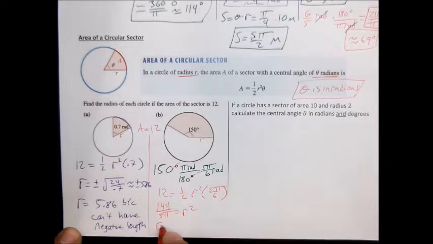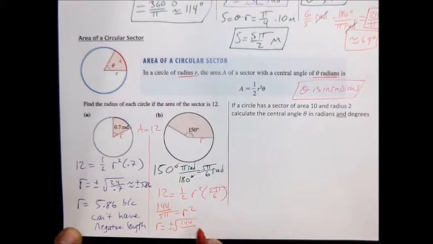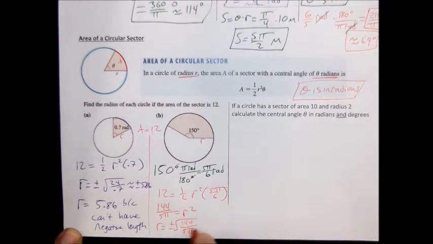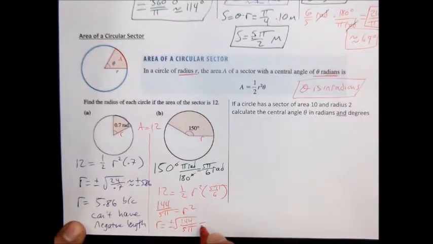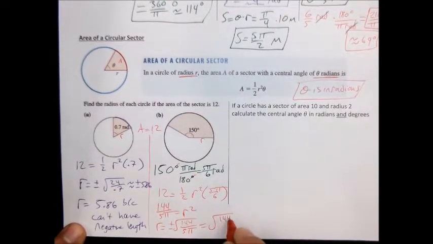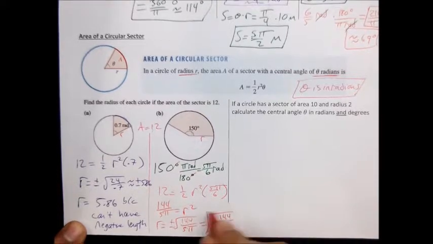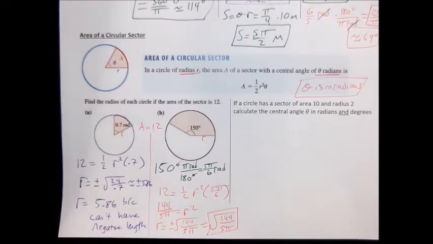And so that means r equals, I'll do the same thing again, the square root of 144 over 5 pi. We get plus or minus again because we took a square root. We only want the positive one, and so we just take the positive one. What does a negative radius look like? I don't know. It doesn't look like anything. It's not real.